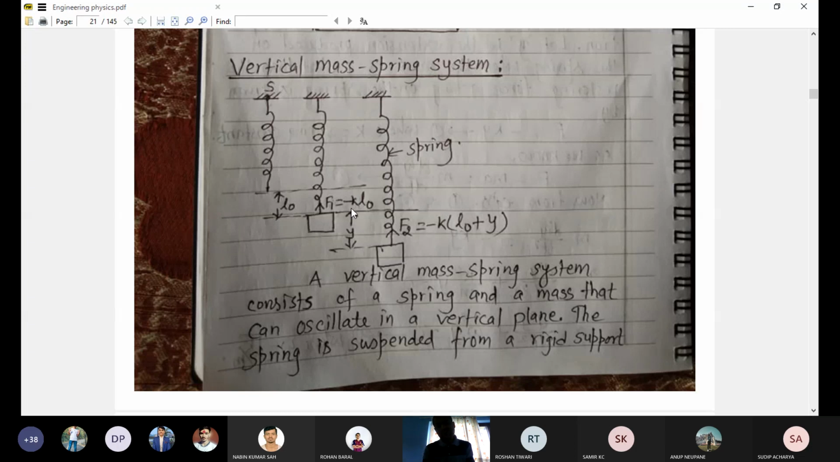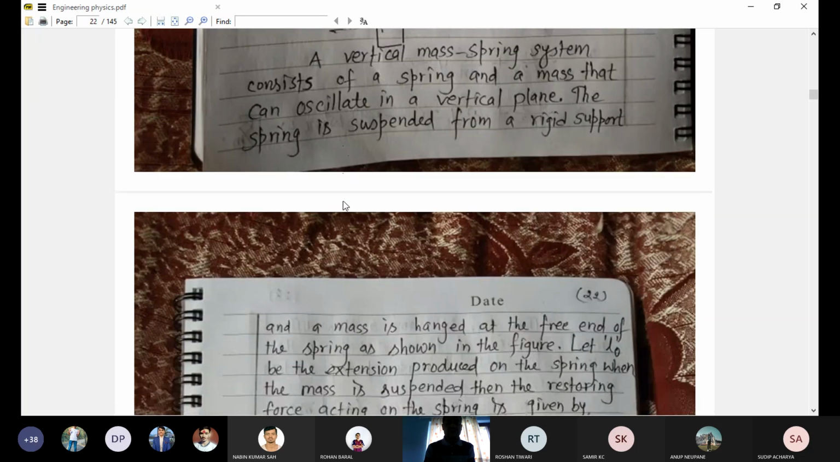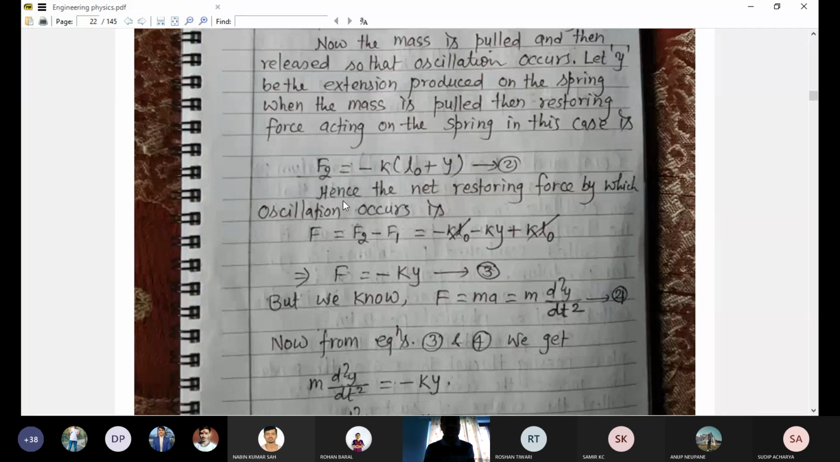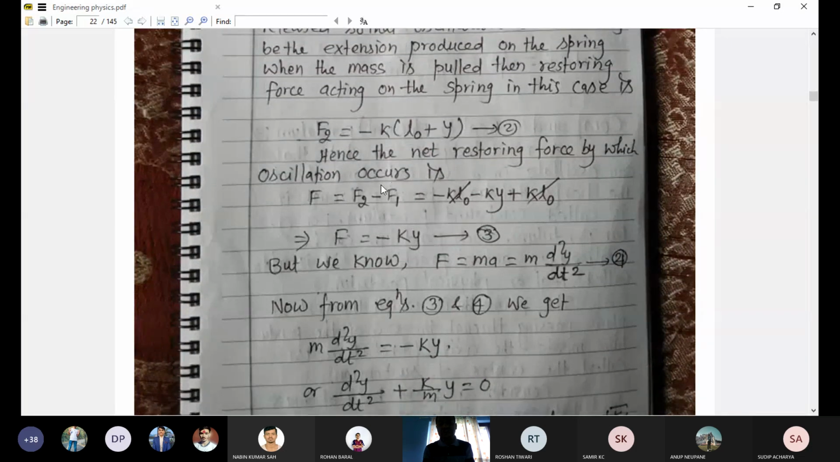Okay? Until F1 it is not oscillatory, but after F2 it becomes oscillatory. So to find the net oscillatory force, F1 must be subtracted from F2. Okay? The net oscillatory force, or net force by which the oscillation occurs on the system, is given by F equal to F2 minus F1. Okay? F equal to F2 minus F1.